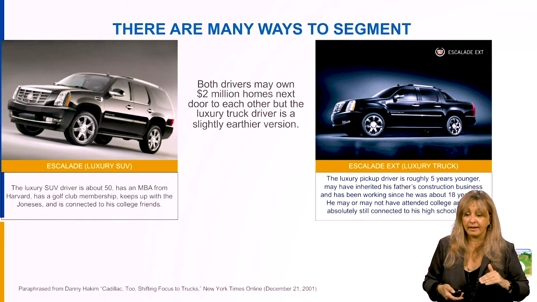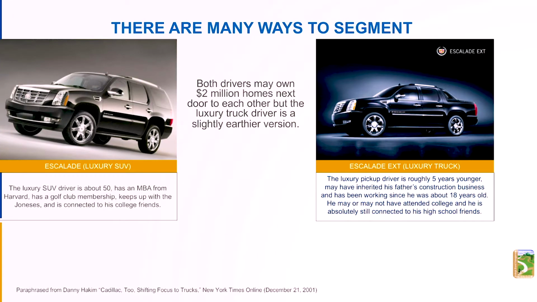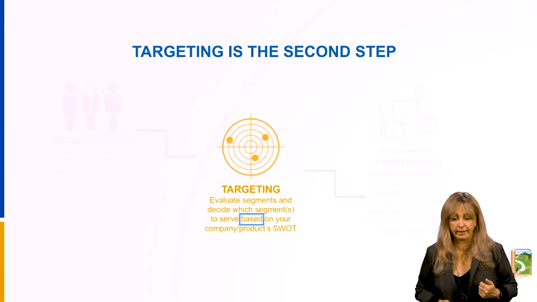Now, the Escalade luxury truck driver is 5 years younger, so demographic, okay? He inherited his father's business, so he might or might not have gone to a very upmarket college. He has been working since he was 18. He might or might not have attended college, and he's still in contact with his high school friends. So, you see the difference? Much of the segmentation is the same, but psychographically, and some of the demographics, can be quite different, which gives you a different product. So this is what I want you guys to do for your brand plan. Now, how do you target?